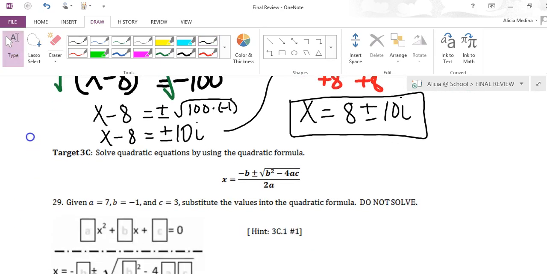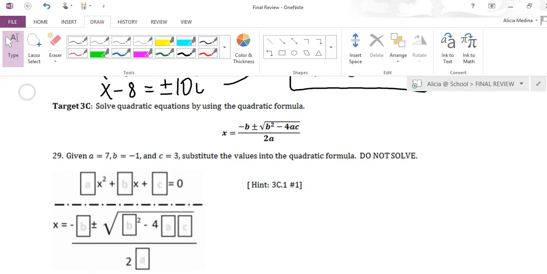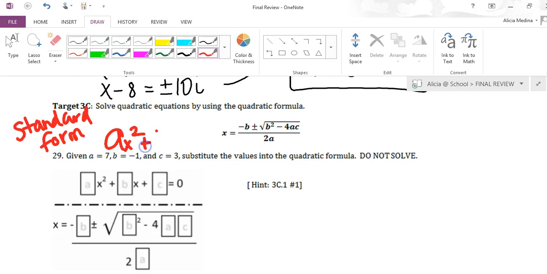Alright, target C, using our quadratic formula. So the biggest thing I need you to remember is that it needs to be in standard form. Standard form means you have ax squared plus bx plus c equals 0. The nice thing is that you will be given the equation and all you have to do is tell me what our a, our b, and our c is.